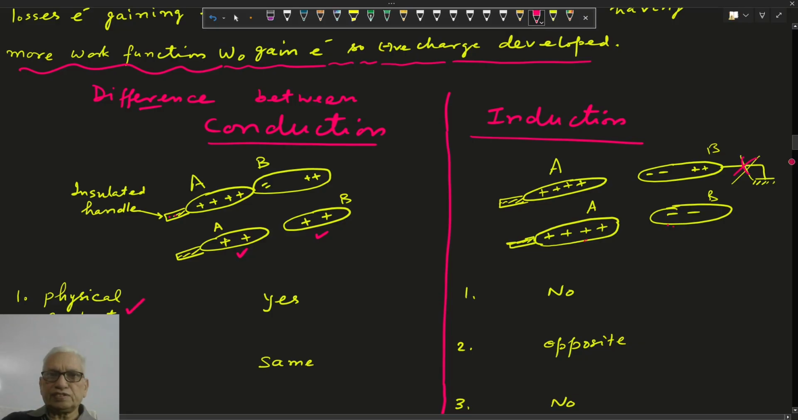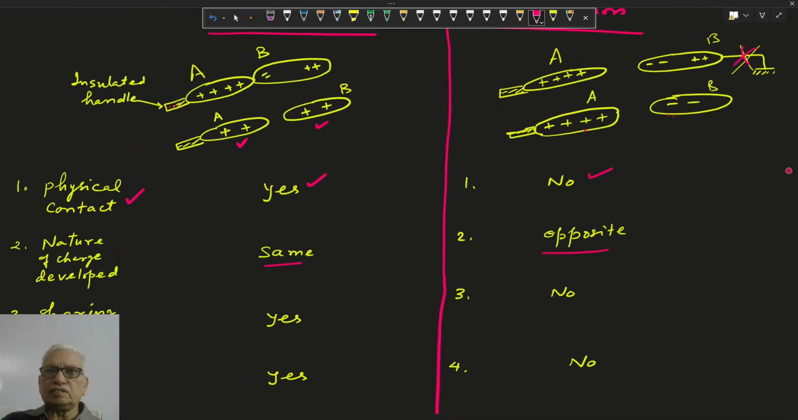Here there is physical contact in conduction. Yes there is. In induction there is no physical contact. Nature of charge developed is the same nature in conduction, positive positive, negative negative. Here, in induction, opposite nature, positive तो negative भी develop होगा and vice versa. Here sharing हो रही है, yes sharing है. In conduction there is sharing. In induction there is no sharing.